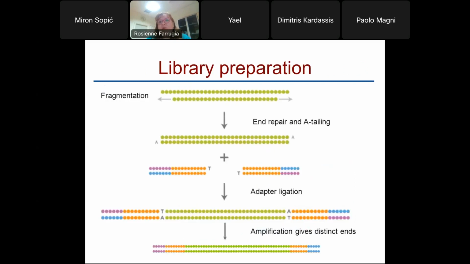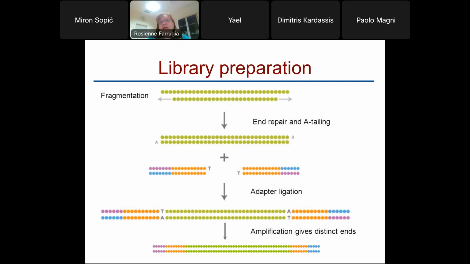It's slightly more complicated than that, because when you fragment DNA, you never get perfectly blunt-ended DNA fragments. Usually you get fragments with overhangs and staggered ends. So first we carry out a process which is end repair, so fill in all the gaps, and A-tailing. We add an A nucleotide to the end of the fragment. That A nucleotide is important because our adapters and barcodes are T-tailed. They all end with a single unpaired T.